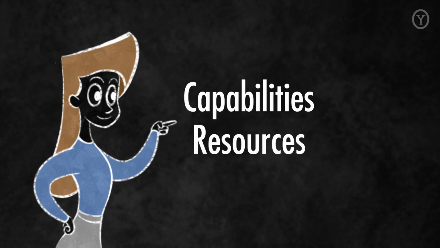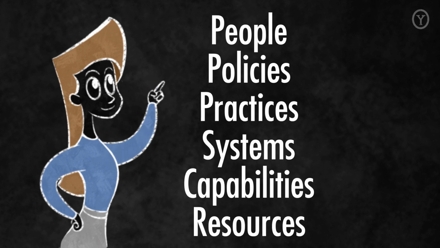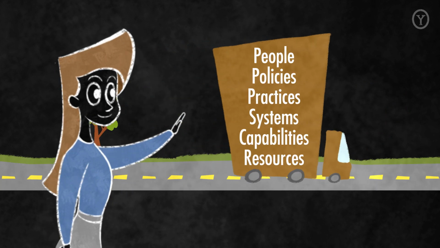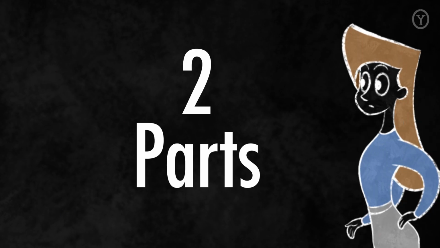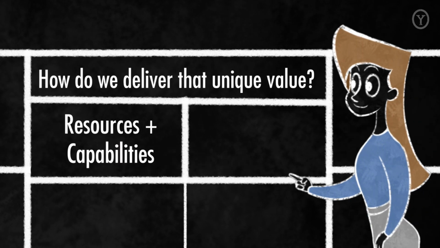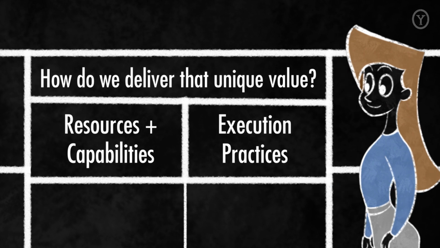Third, how do we deliver that unique value? What resources, capabilities, systems, practices, policies, people, and so forth help us to consistently deliver that unique value to our customers? We tend to break this question into two parts. First, what resources and capabilities do we have? And second, how do we execute our strategy?